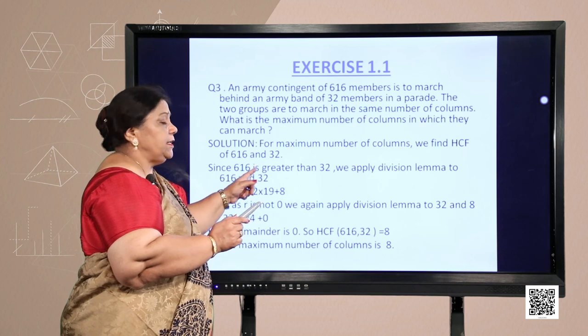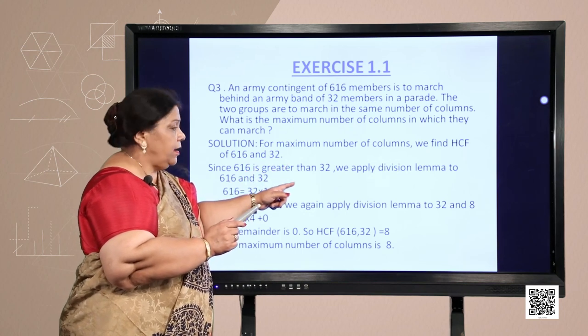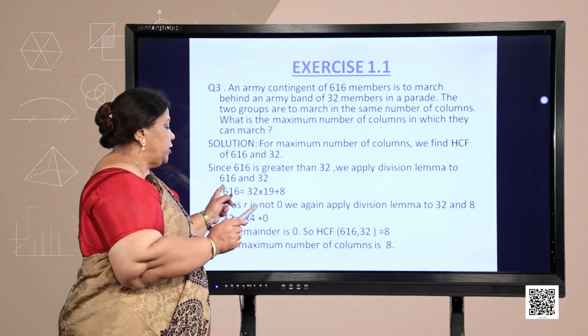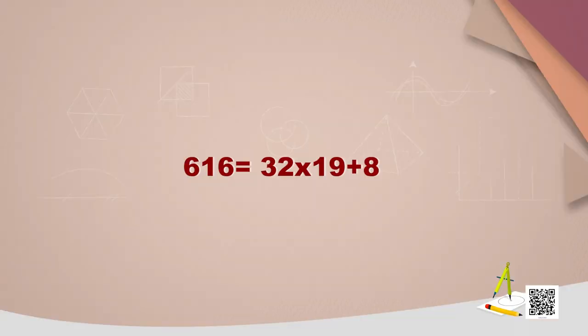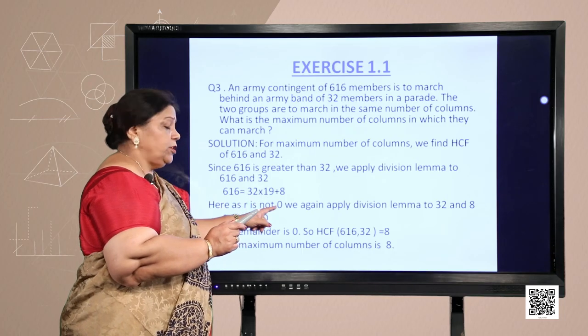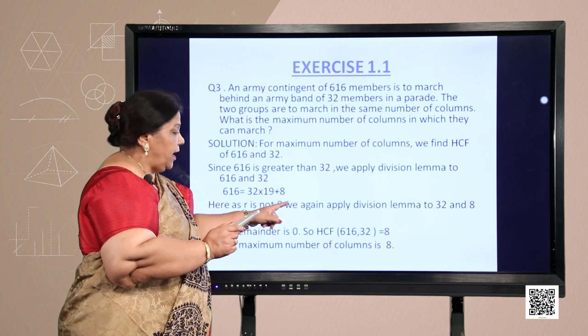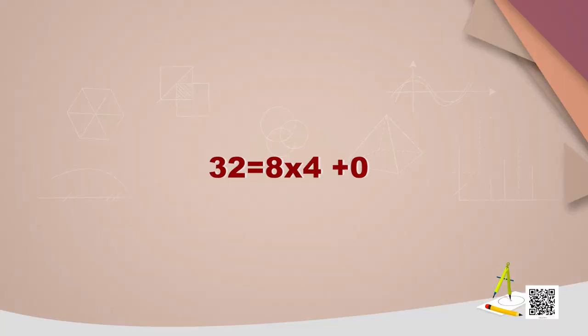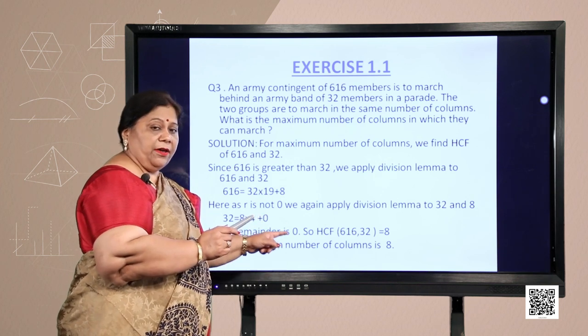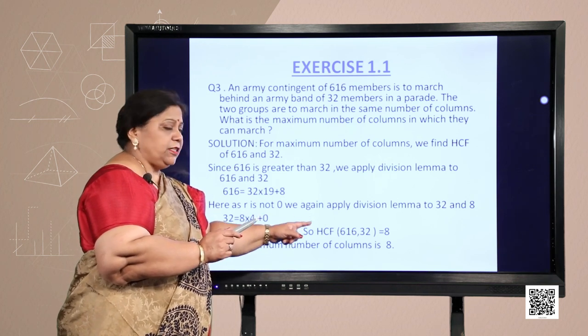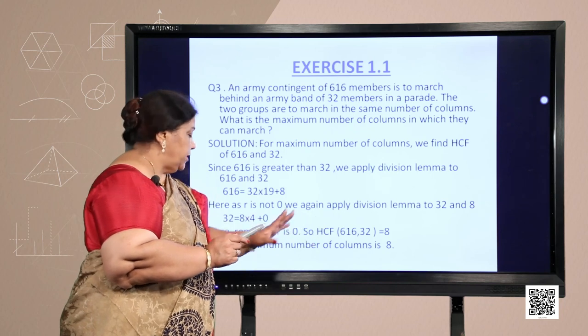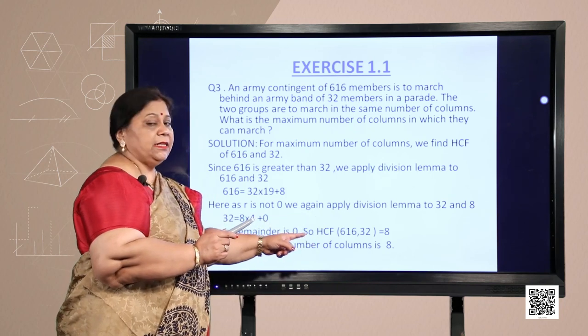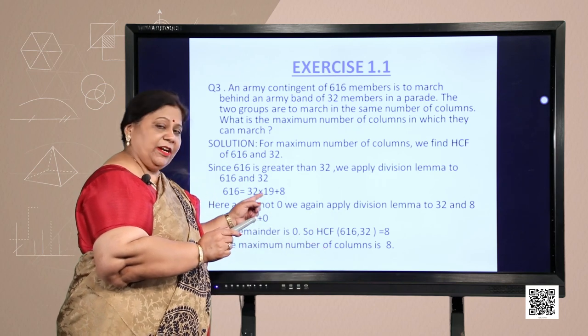Since 616 is greater than 32, we apply Euclid's division lemma and we can express 616 as 32 into 19 plus 8. Here, because r is not 0, r is 8, we again apply division lemma to 32 and 8, and we can write down 32 is equal to 8 into 4 plus 0. Here, remainder is 0, therefore, highest common factor of 616 and 32 is equal to 8. Hence, maximum number of columns is 8. I hope you have understood this.